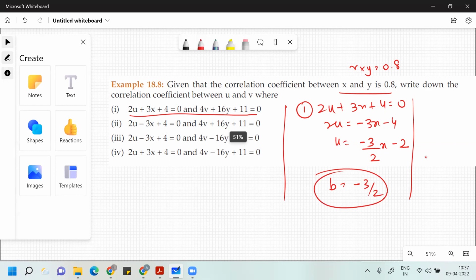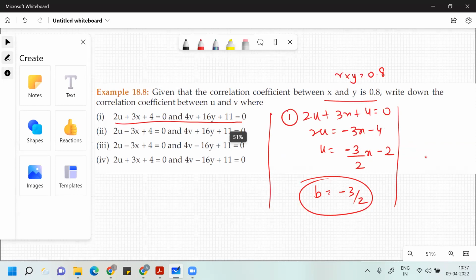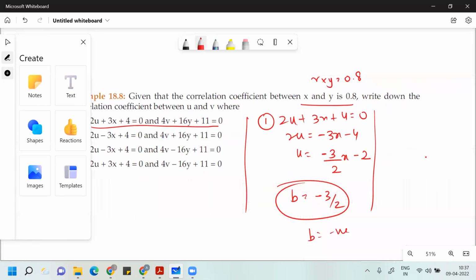I don't want what B is. I just want the sign of B, guys. Can you understand? B is negative. Similarly, for the same, 4v plus 16y plus 11 equals 0, guys. I just want the sign of v. So 4v equals minus 16y minus 11, so v equals minus 16 by 4 y minus 11 by 4.